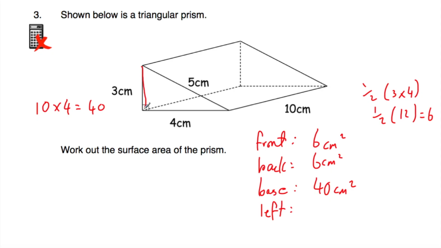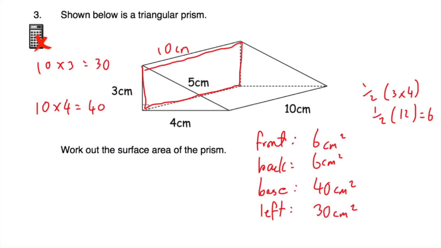So let's have a look at the left-hand face. So the left-hand face is a rectangle as well. I'm just going to do a little sketch for there. So that's the rectangle. It's got a width of 3 centimeters, and the length of it, that 5 is the diagonal here. We need to make sure we're getting the right length here. Here we've got the length of the prism being 10 centimeters. That means that this length is 10 centimeters. So that means that this rectangle has got a width of 3 centimeters and a length of 10 centimeters. And 10 times 3 is equal to 30. So that means the area of this rectangle on the left hand side would be 30 centimeters squared.